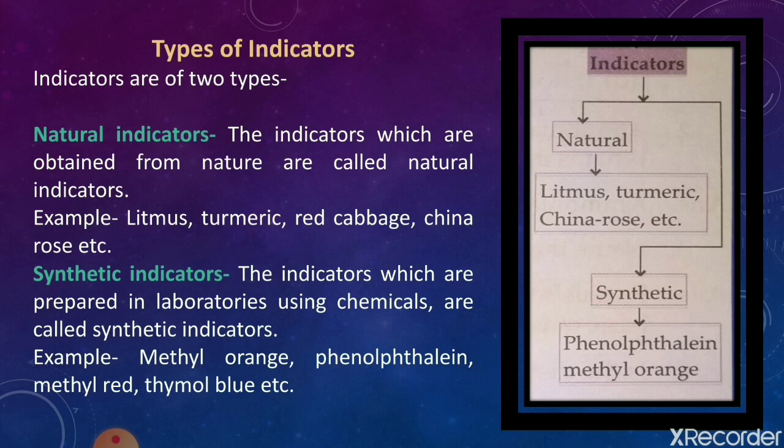Then the second type of indicator is synthetic indicator. Synthetic indicator means the indicators which are prepared by using chemicals. Those indicators are prepared in laboratories. So these are called synthetic indicators, artificial indicators, or man-made indicators. Some examples of synthetic indicators are phenolphthalein, methyl orange, methyl red, thymol blue, etc.